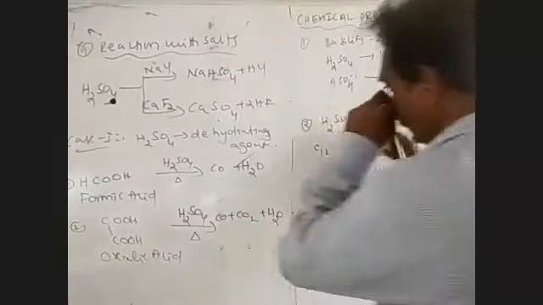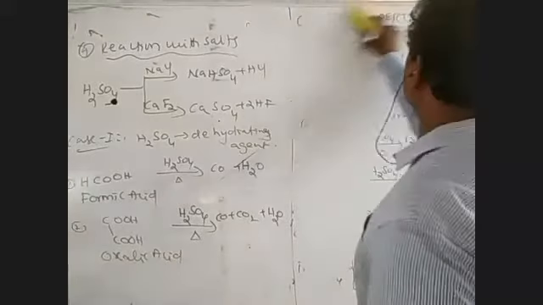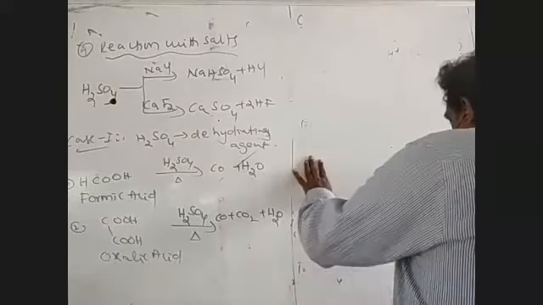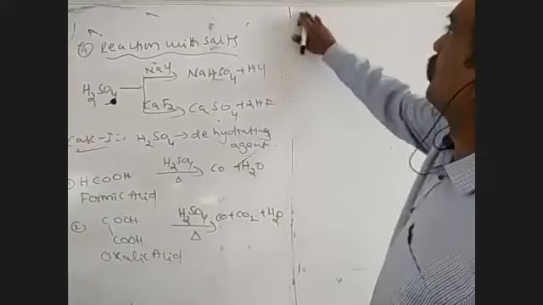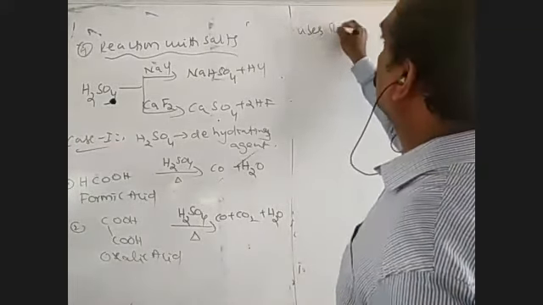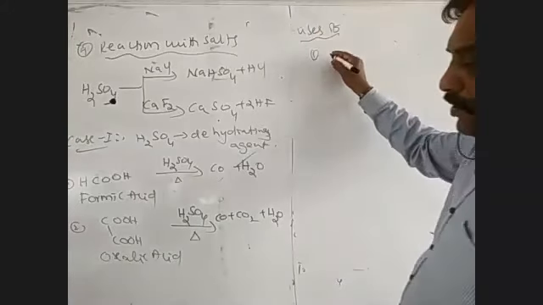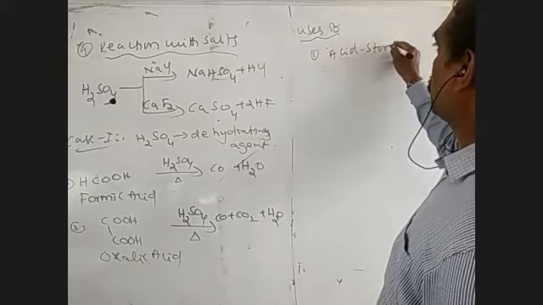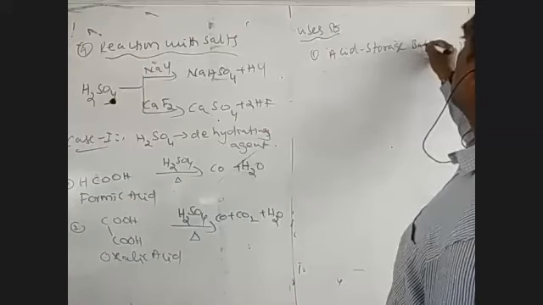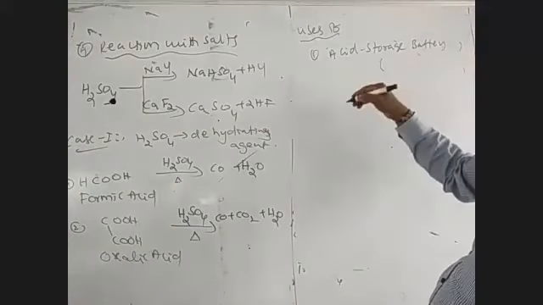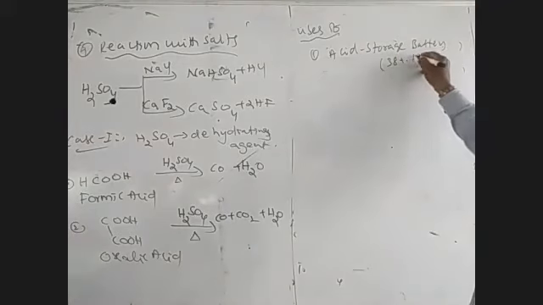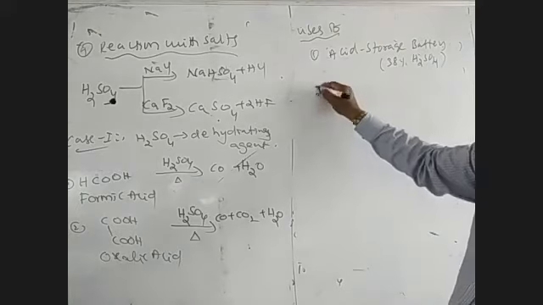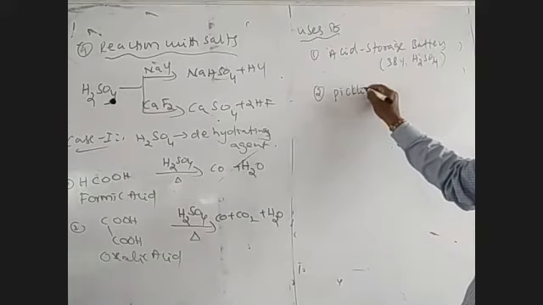Next, the important uses of H2SO4. H2SO4 is used in acid storage batteries, that is, inverters. Here 38% H2SO4 is used in the acid storage battery. It is also used as a pickling agent.